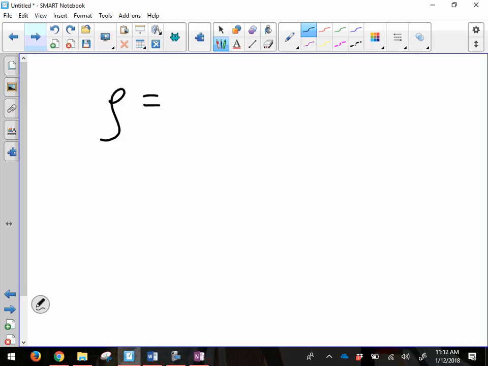It's a mass density though. Mass over volume, okay? Density is always going to be per volume. So I might say that this was equal to the total mass divided by the total volume. Yes, so this is mass density.